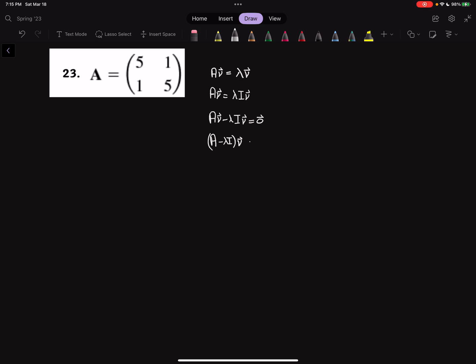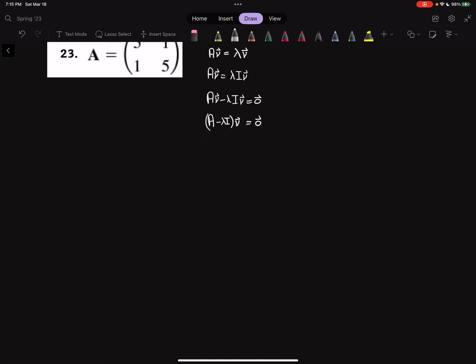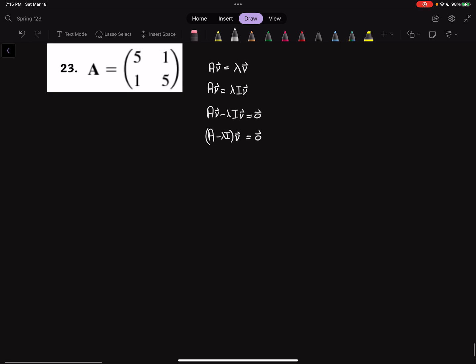So we're not interested in the trivial solution, which would be if v were to be the 0 vector. We're interested in how to make that expression the 0 vector with the other term, and that would be if the determinant of that term is equal to 0. So why don't we find the determinant of this term?